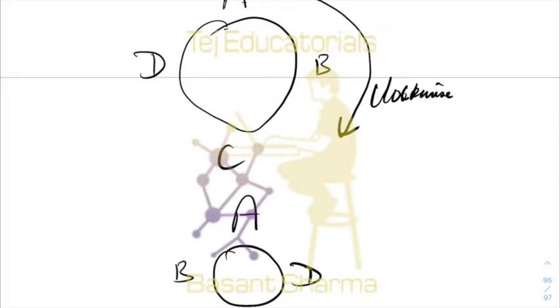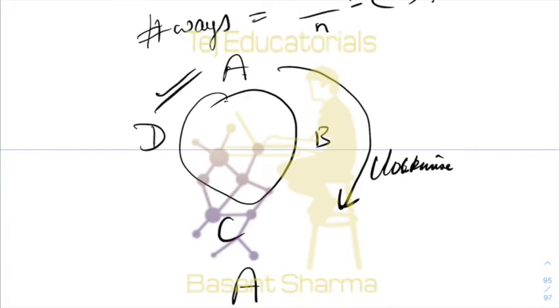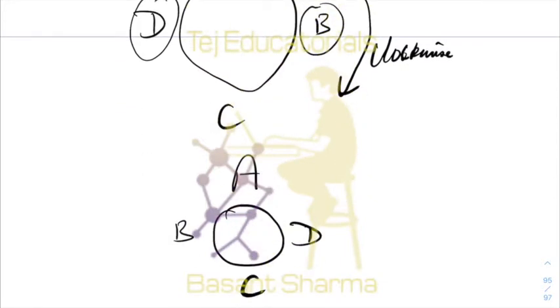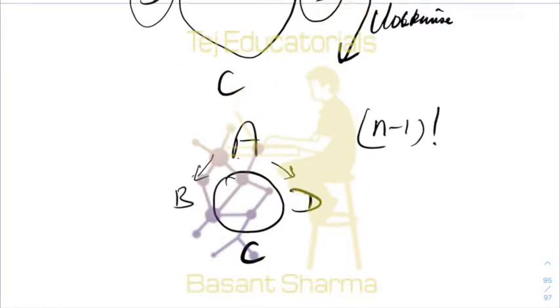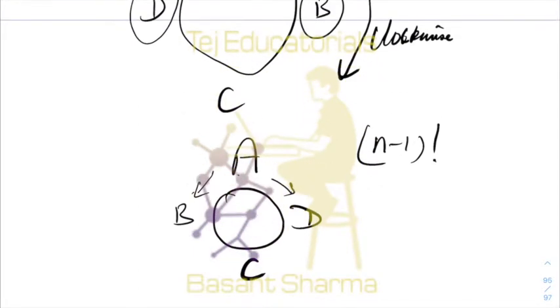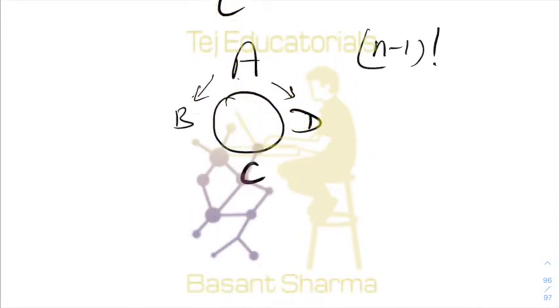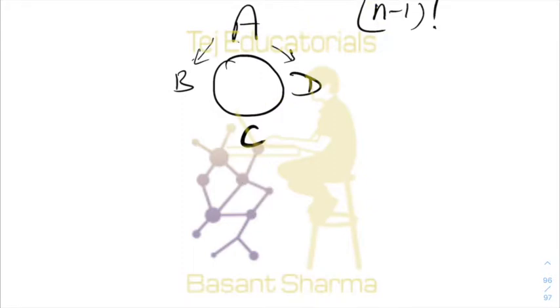In the first case, we had D to the left of A and B to the right of A. But in the second case we have B to the left of A and D to the right of A. So if anti-clockwise and clockwise permutations are distinguishable, if they are counted as separate, then the answer would be (n minus 1) factorial. But there are certain cases when such anti-clockwise and clockwise permutations are not distinguishable.